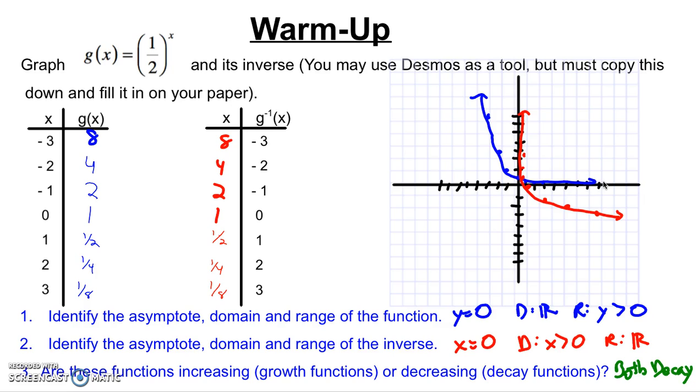Both of these functions are decay functions because as x increases, the value of y decreases. Now in the case of the blue, it never goes below 0. It doesn't actually even touch 0, but it is a decay function. It is always going down, just not very quickly.